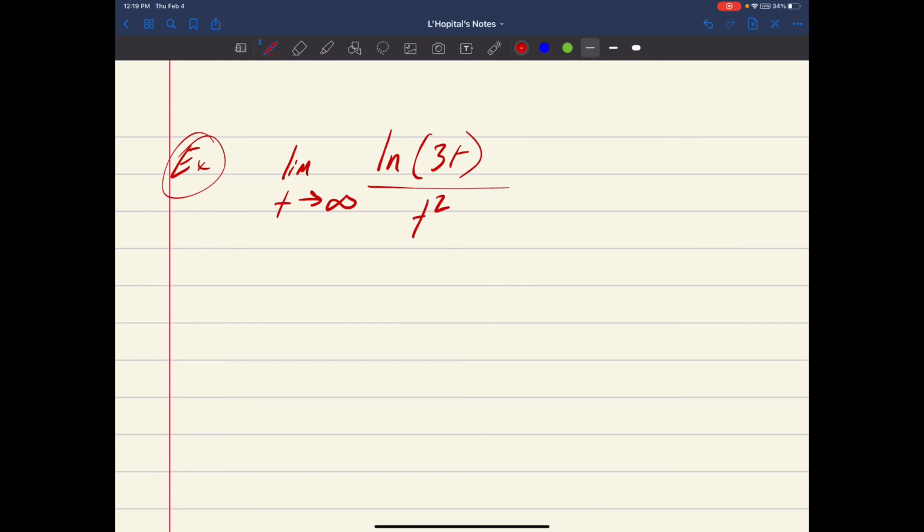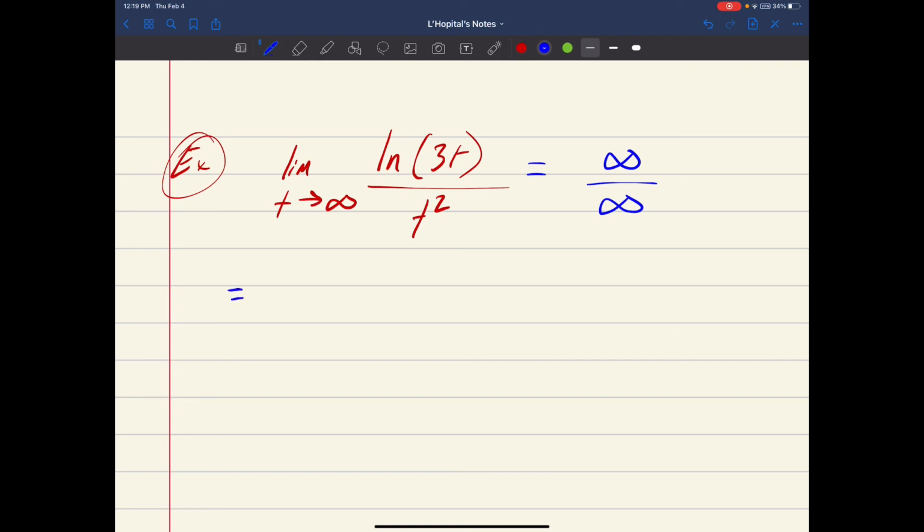Okay, so we have this last example here. Now there are countless examples online if you wanted to pull up more L'Hopital's rule examples. Usually students don't need them. After 4 or 5 examples, it's a fairly simple topic. Okay, so with this one, let's do our evaluation first. So I'm going to plug in infinity. In the numerator, if I plug in the natural log of 3 times infinity, I would get infinity. And in the denominator, if I square infinity, I'll get infinity. So it's a candidate for L'Hopital's rule, so let's just go through it.